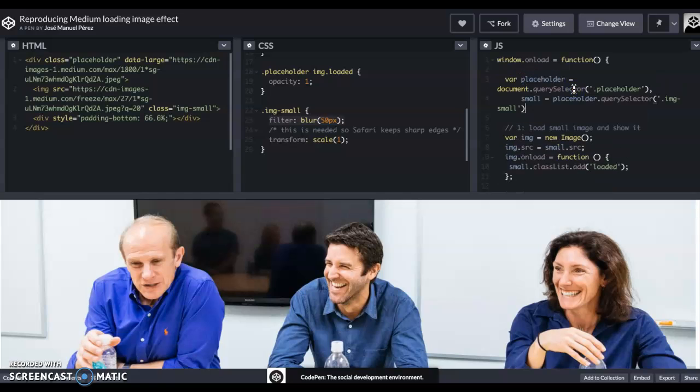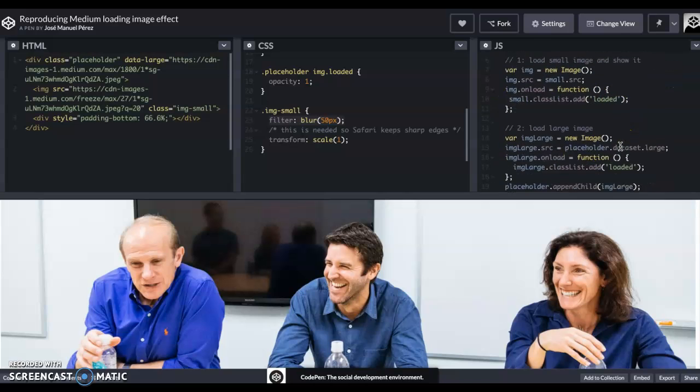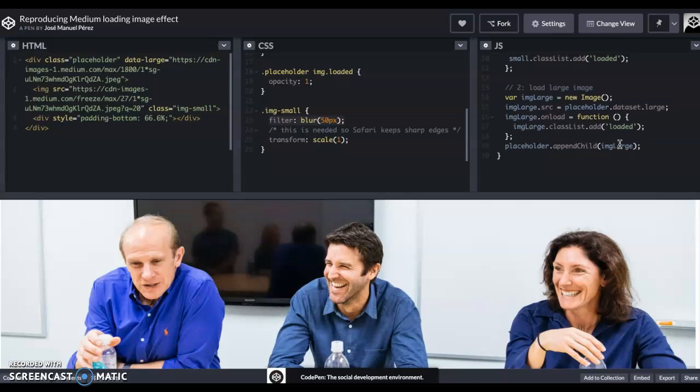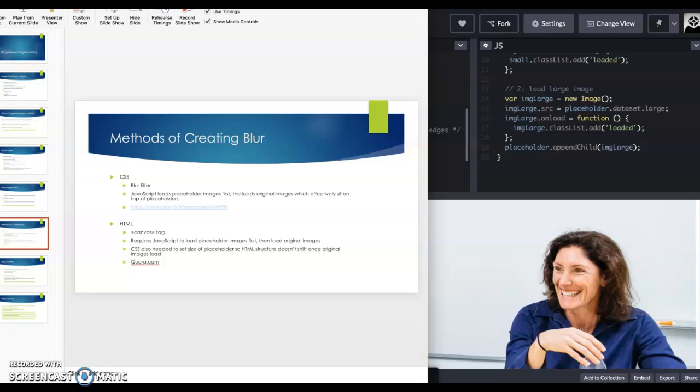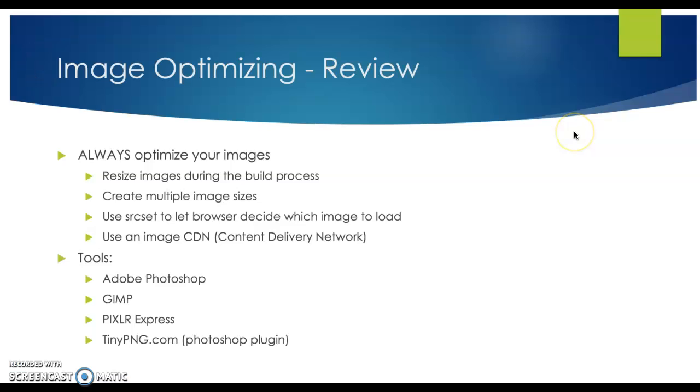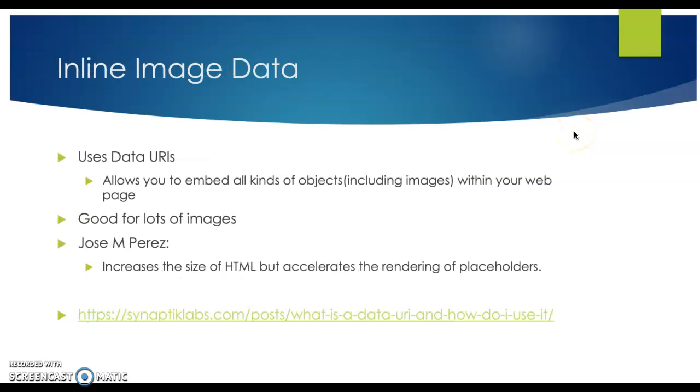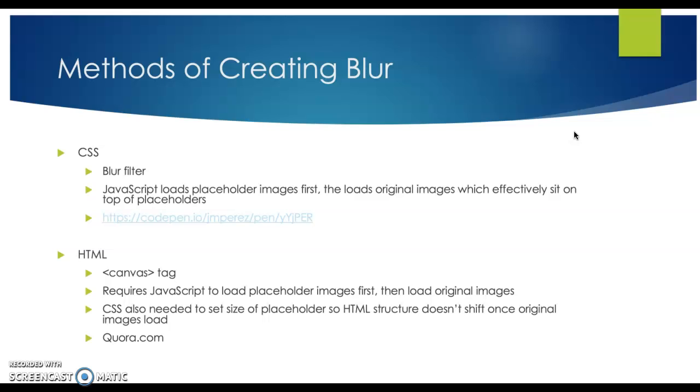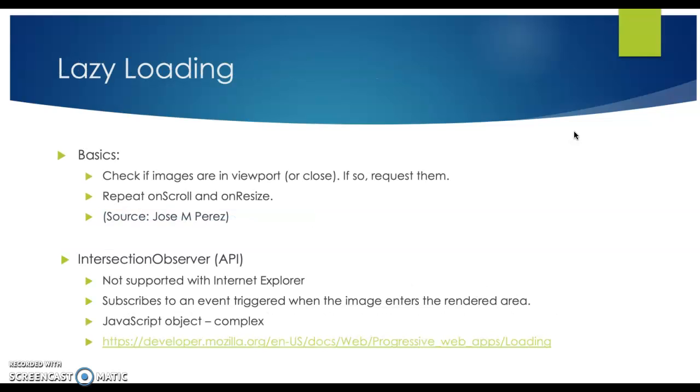And then over here in our JavaScript, as soon as that window is loaded, it runs through these functions. First, it will load our small image, then it loads our larger image, and that larger image sits on top of the placeholder image. So that goes through our blur effects. Really briefly, I wanted to talk about what's called lazy loading.